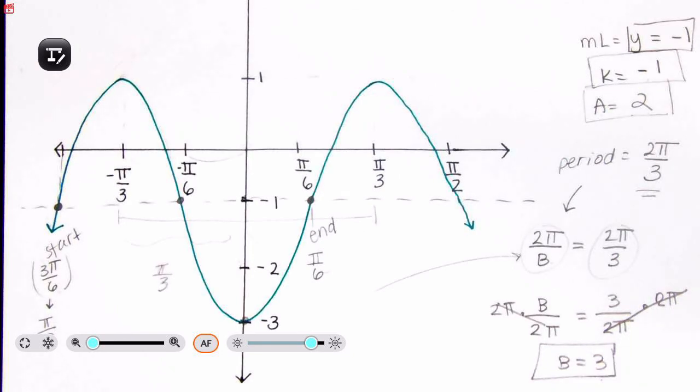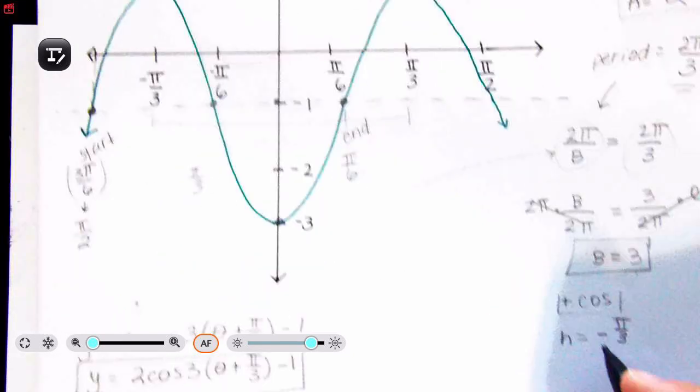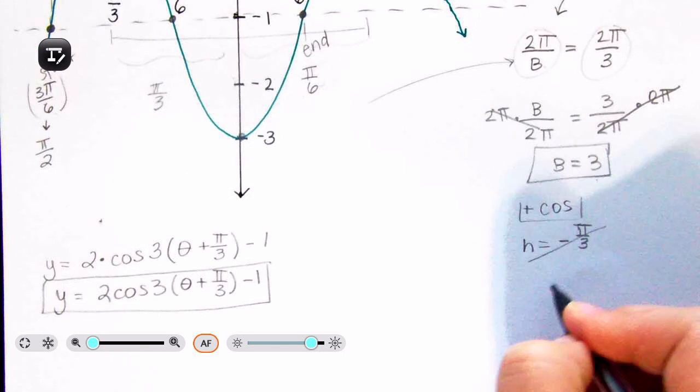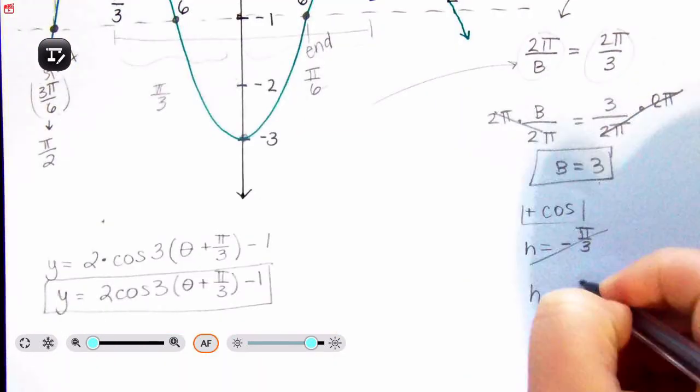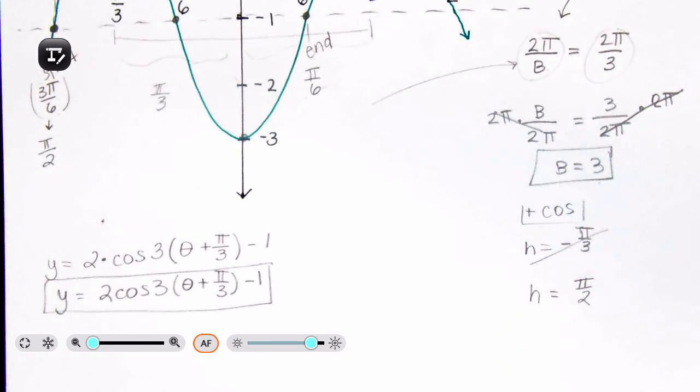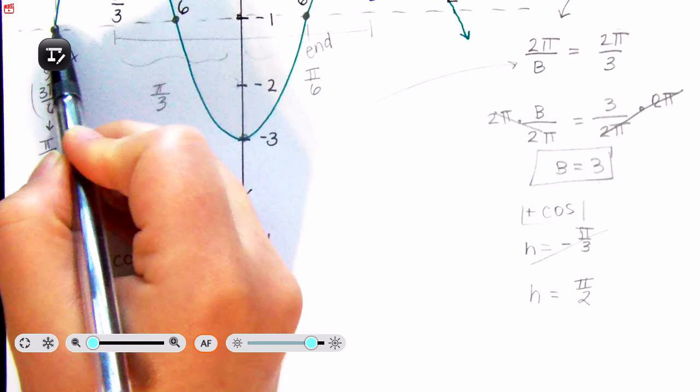So nothing else changes except our horizontal. So now our horizontal is what? Where does it start? Well, it starts at pi halves. Make sure that you're simplifying in your final answer. So it starts at pi halves. This is where my starting is.